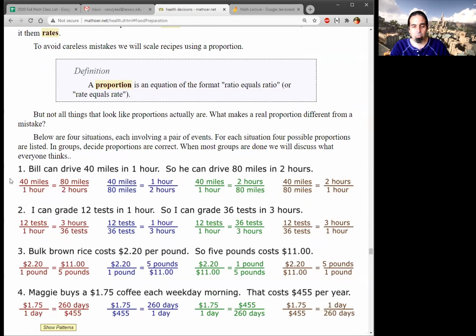A ratio is something like 40 miles per 1 hour. And a proportion is when you have two of these ratios with an equal sign between them. And we did a whole lot last time about how to set these up.